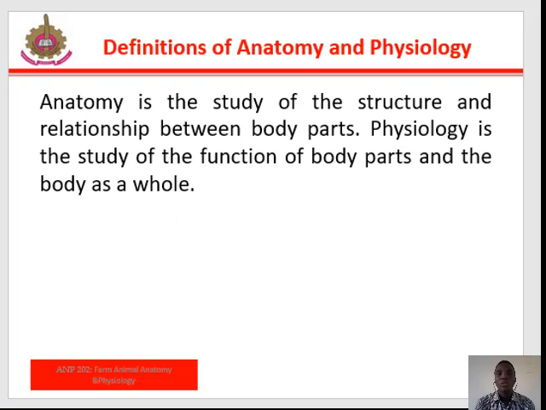Definition of anatomy and physiology. Anatomy is the study of the structure and relationship between the body parts, while physiology is the study of the functions of the body parts and the body as a whole. Some specializations within each of these sciences follow: gross anatomy, which is the study of the body parts visible to the naked eye, such as the heart or the bone. We also have histology, which is the study of tissue at the microscopic level. We have cytology, which is the study of cells at the microscopic level, and we have neurophysiology, which is the study of how the nervous system functions.